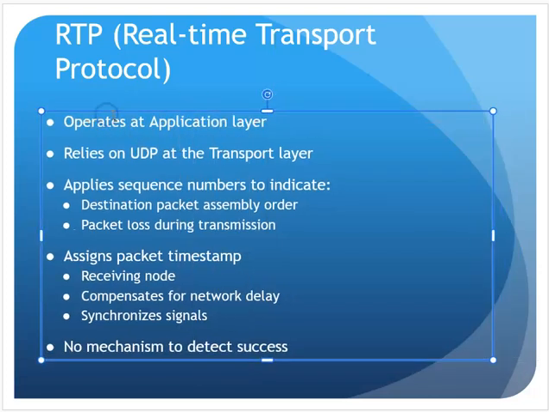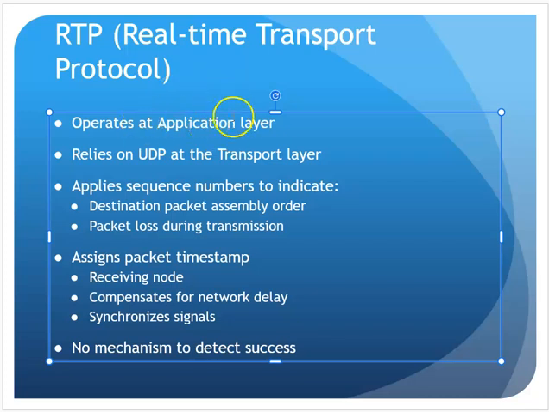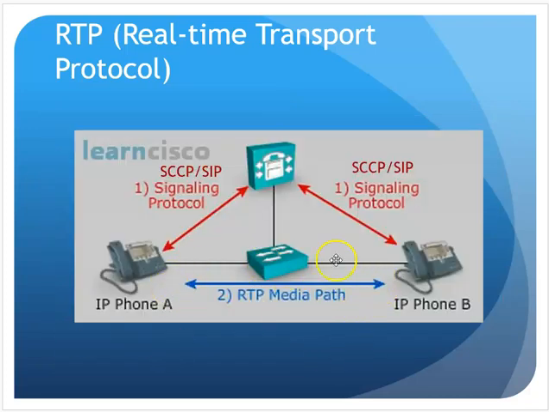Whoa, get back there, Mr. Brown. That operates at the application layer and is going to rely on UDP at transport layer. This is the one that's going to handle the packetized data between the two phones. So again, Skinny is going to set it up. You know, I'd like to call, ring, ring, ring. I pick up. Okay, you guys are connected. Boom. Pass your data back and forth.